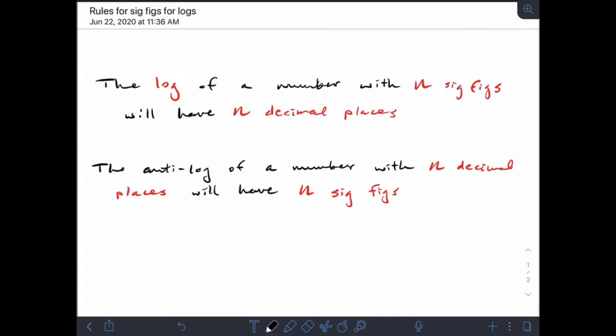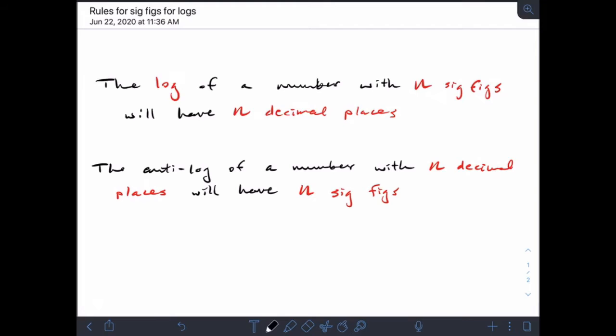Hello. I figured that since we're going to be doing a lot with logs and anti-logs in the coming chapters, it would be a good idea to go over the rules for sig figs whenever logs are involved. They're a little bit different: addition and subtraction have different rules than multiplication and division. Logarithms are kind of a mixture of the addition/subtraction rule and the multiplication/division rule.